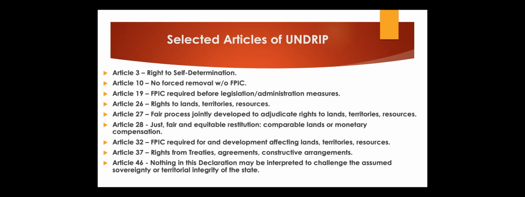And then Article 46, which is a problem. None of the premiers who are opposing this bill mentioned this article, but Article 46 says nothing in the declaration can be interpreted to challenge the assumed sovereignty or territorial integrity of the state. That's not exactly the wording. I added the word assumed sovereignty because Canada has assumed sovereignty and territorial integrity of the state based on the doctrine of discovery. So I just wanted to make sure that we understand what some of the key articles of the UN Declaration are before getting into the draft bill. Next slide, please.